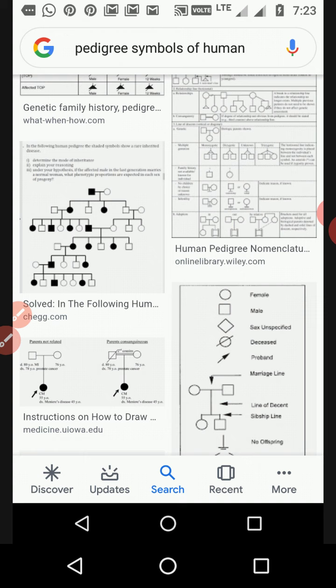Clear? I am saying again and again, you all have to learn all the symbolic structure of this pedigree chart. Clear?